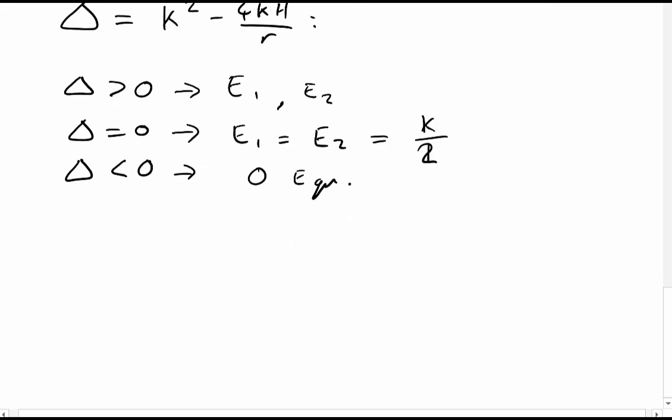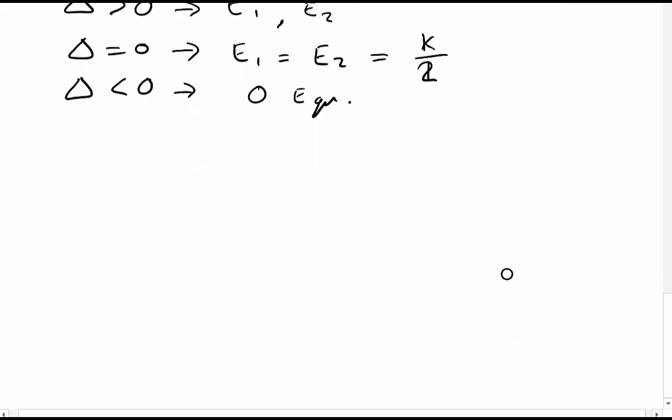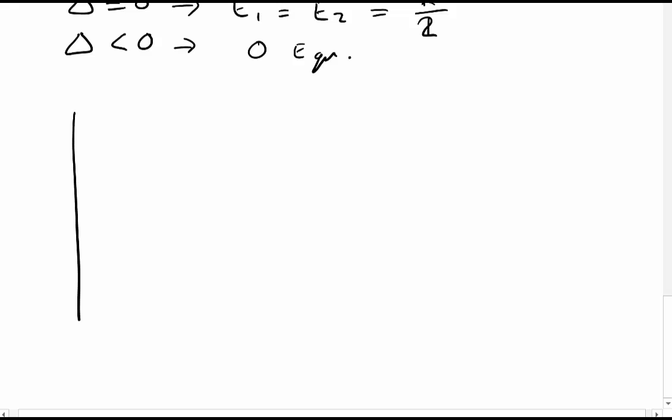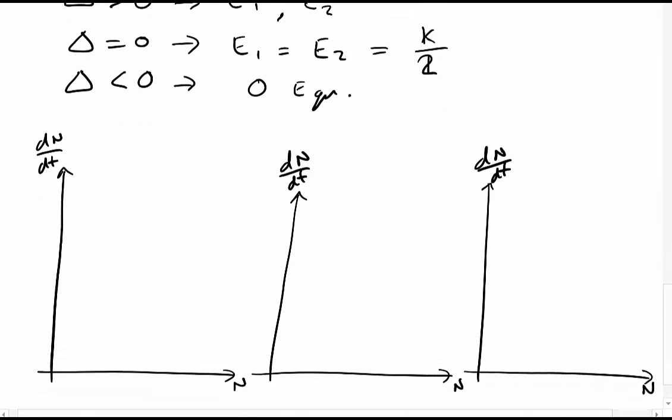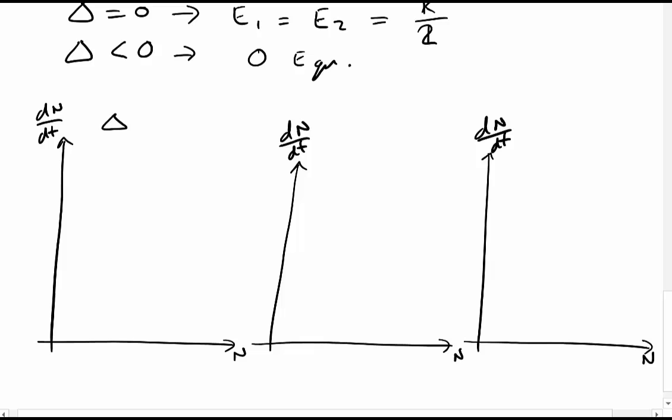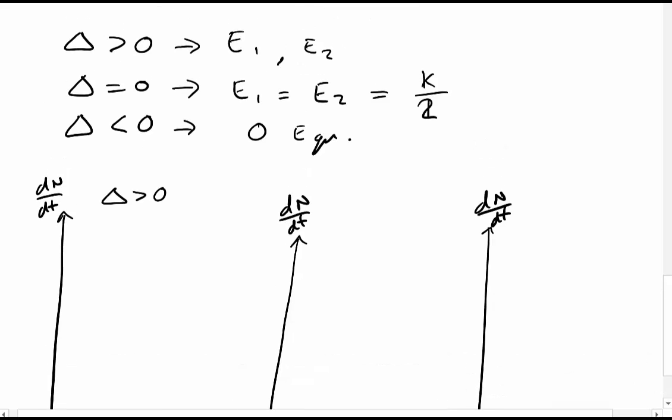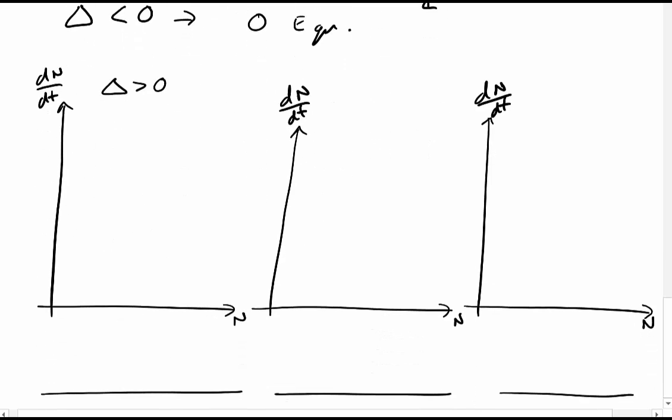Okay, so let's try and draw the different cases. Let's draw three graphs out. This is just a quadratic. The case when the discriminant is greater than 0, we have two distinct roots, E1 and E2. So let's plot them on. We have E1 here and E2 here.